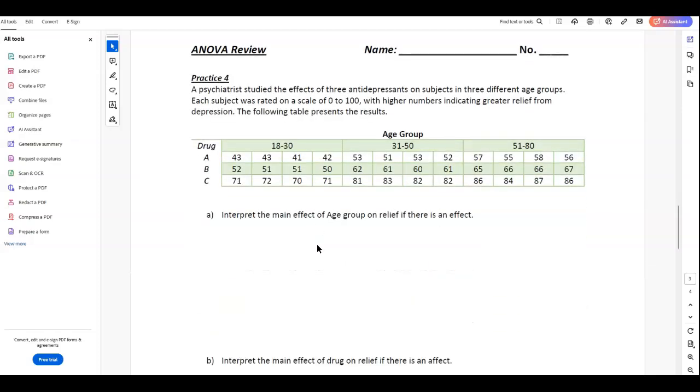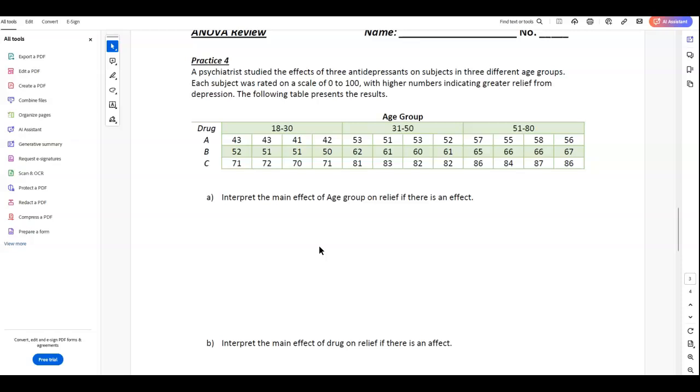If you look at number 4, a psychiatrist studied the effects of 3 antidepressants on subjects in 3 different age groups. Each subject was rated on a scale of 0 to 100, with higher numbers indicating greater relief from depression. The following table presents the results. So we have drug A, B, and C. These belong to my 18 to 30-year-olds. These belong to my 31 to 50, and then these belong to my 51 to 80. All of those participants took drug A, and again, the higher numbers indicate greater relief from depression. Then you have drug B and drug C.